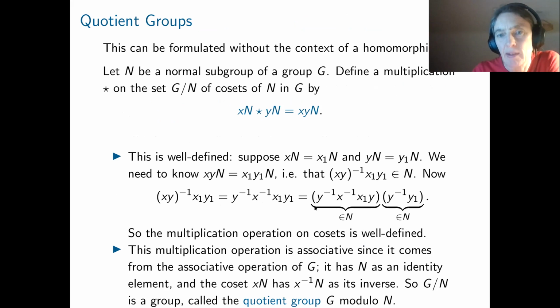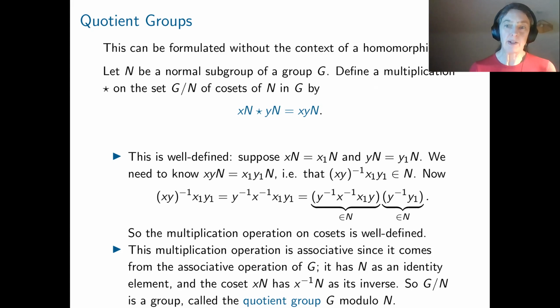So our conclusion is that as long as x and x1 represent the same coset of N, and y and y1 represent the same coset of N, then the elements xy and x1 y1 represent the same coset of N as well, so that this equation up here does define a reliable multiplication of cosets that doesn't give you different answers if you choose different representatives. That fact is dependent upon the fact that N is a normal subgroup of G, and not just any old subgroup, in which case it wouldn't be true. So we have this multiplication operation on cosets.